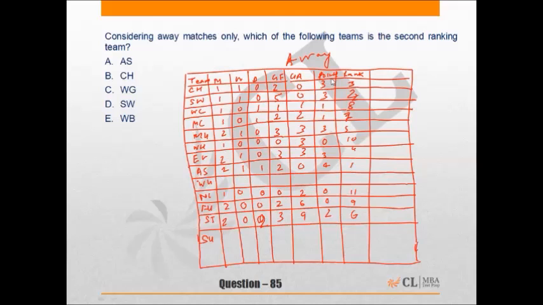So points of course would be 3 and its rank is 3 on the basis of points scored. Similarly, we can calculate the same data for all the other teams except WZ and SU, as we do not have any information about the home matches of these two teams. Now coming to the question, the first question is asking, considering away matches only, which of the following teams is the second ranking team?